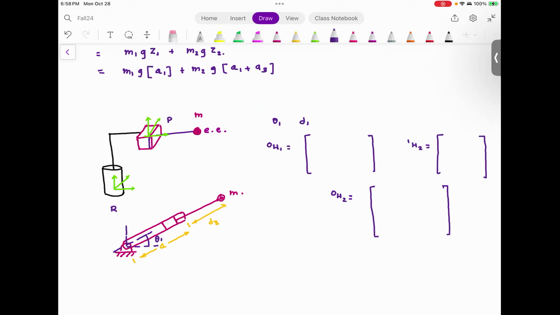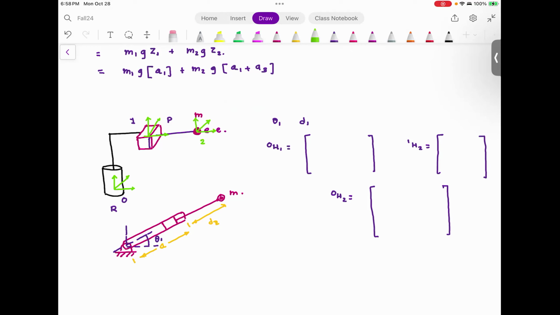Now in this problem, deliberately, I have not added any mass at the frame 1. So this is my frame 0. This is my frame 1. And I'm going to have my frame 2 over here. So I have not added any mass at frame 1. The entire mass is located at frame 2. So small m is the mass located at end effector.